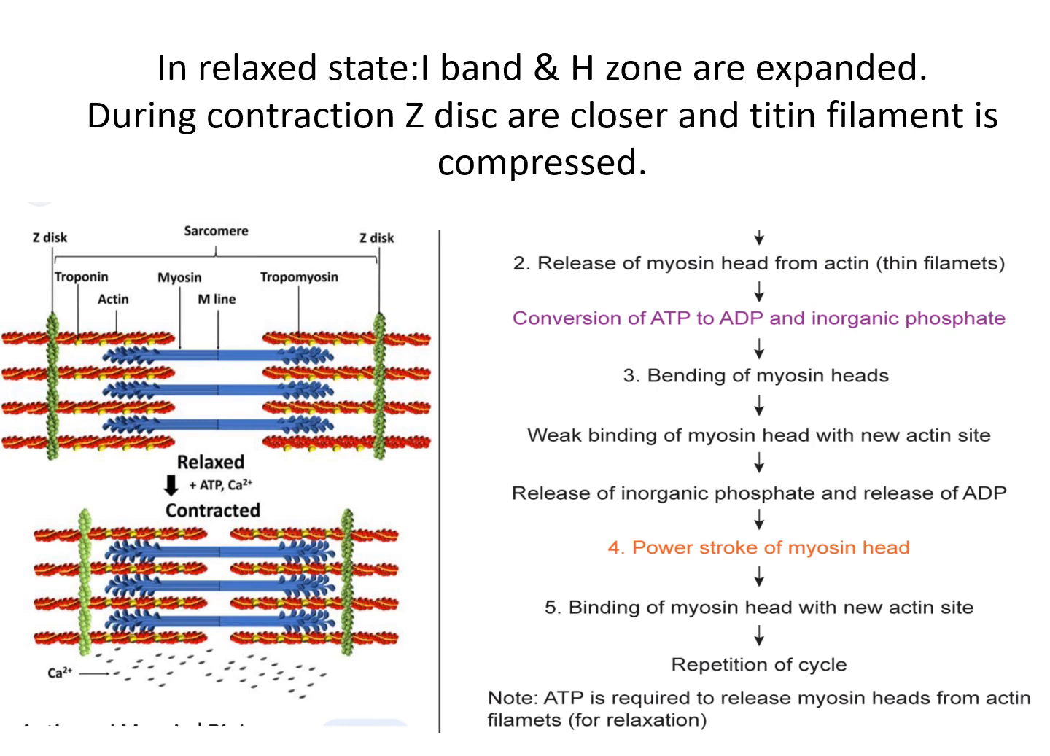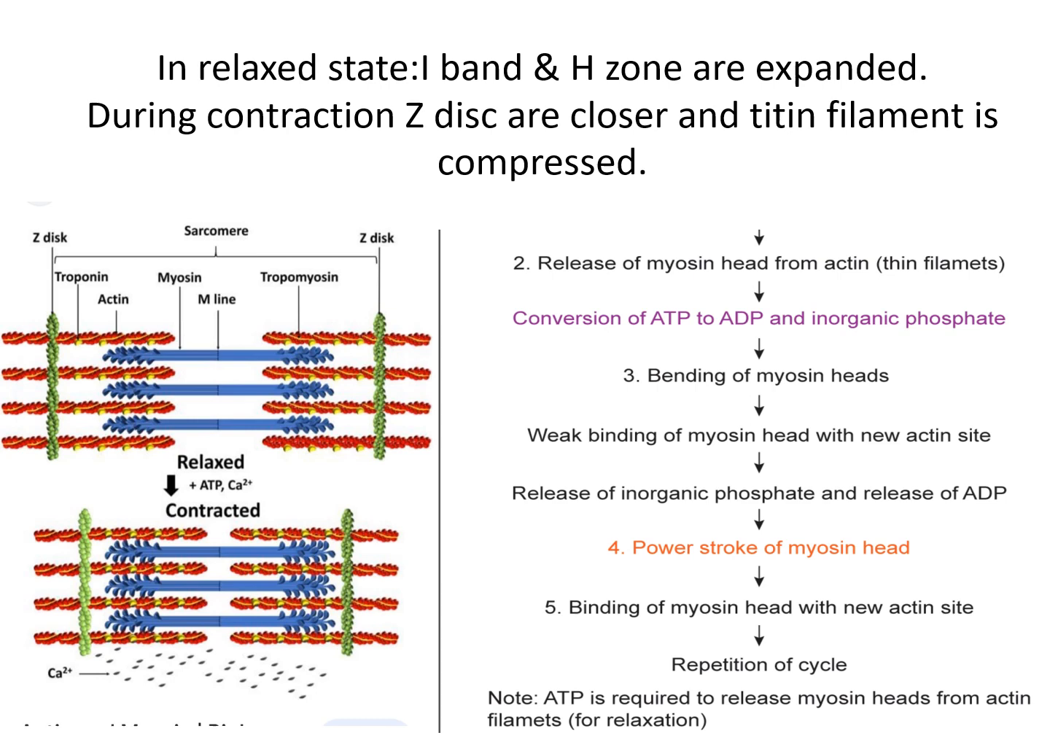When the muscle relaxes, there is release of the myosin head from the actin, and there is conversion of ATP to ADP. So the binding of the myosin head will weaken the binding of the myosin head with the new actin site, and there is release of inorganic phosphate, and it will release ADP. And after the power stroke of the myosin head, again the binding of the myosin head will occur with a new actin filament. So this is the repetition of the cycle.